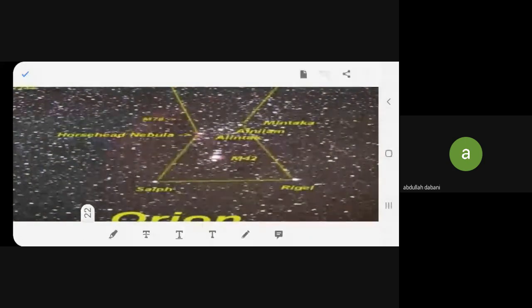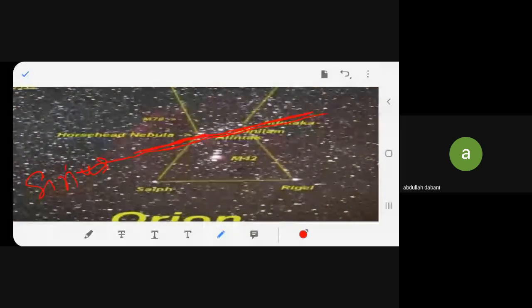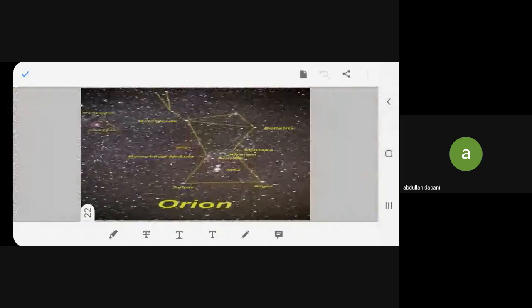And the brightest star, Sirius, is located very close to Orion. When you pass these three stars, you get Sirius. So when you look over here towards the east, on the left hand side, you will get Sirius. So this is the brightest star, which is known as Sirius. Any problem?